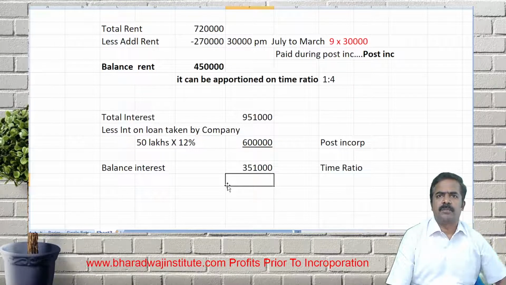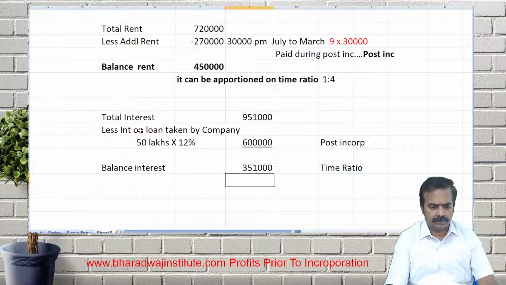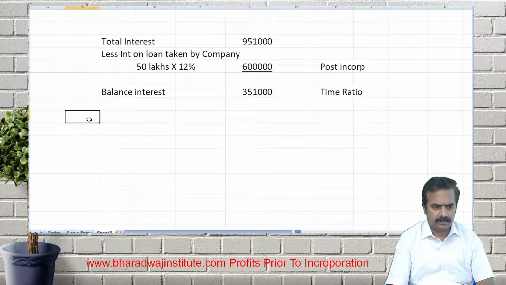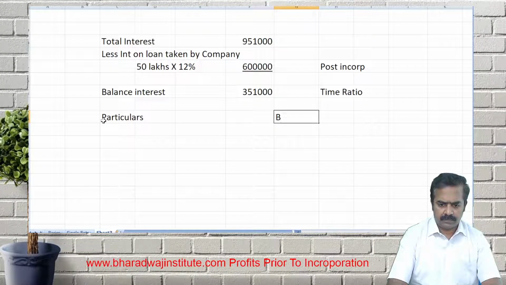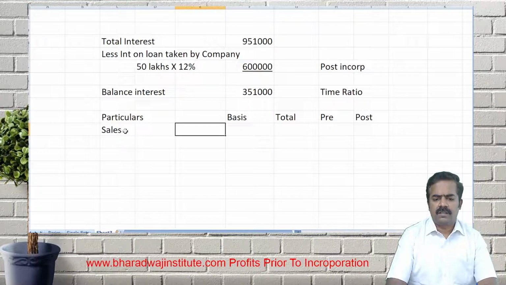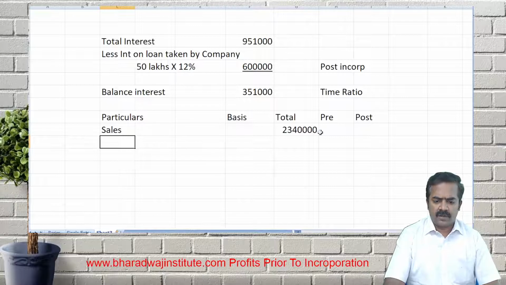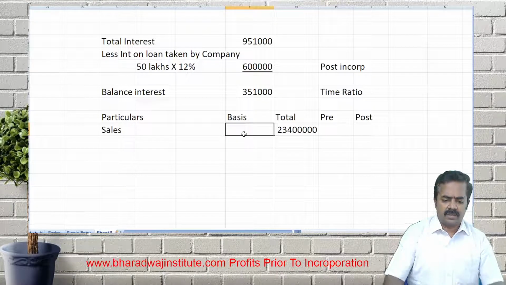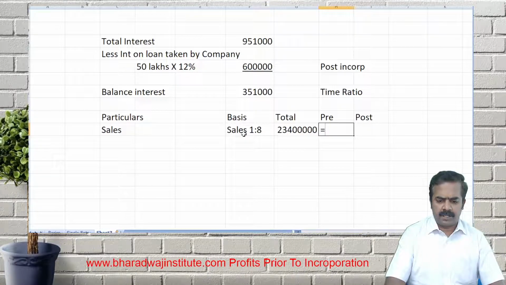Now we can work out which one? Pre and post incorporation profit. Sales. What is the sales given? 2 crores 34 lakhs. What is the basis we worked out? What is the ratio? 1 is to 8. So how much for pre, how much for post?